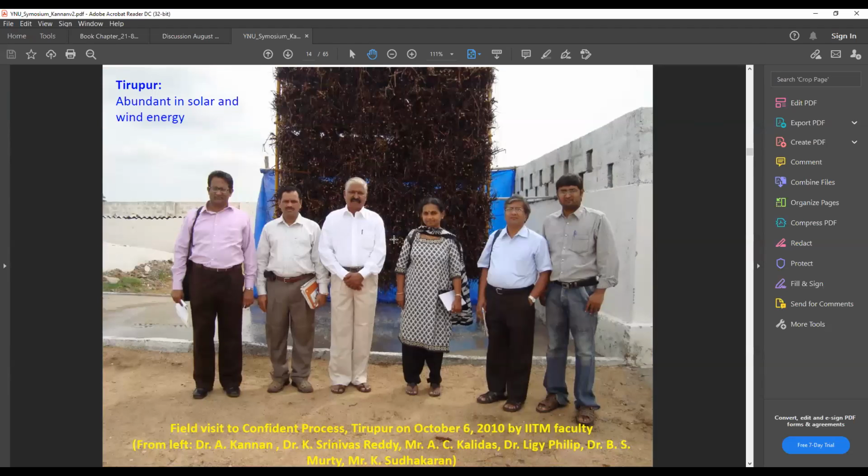So there was an entrepreneur in Tirupur who invited us to visit his plant, and he had installed a small scale wind-aided evaporator, and he had put natural vegetation and he pumped the concentrated effluent to the top of this evaporator, and this was used to evaporate the liquid and highly concentrate the waste. And why this method can work in Tirupur is it is abundant in solar and wind energy.